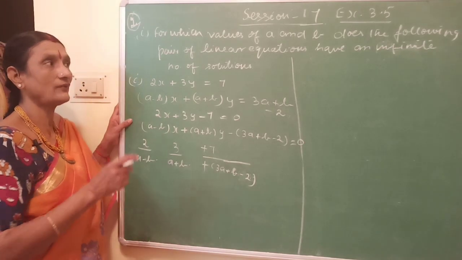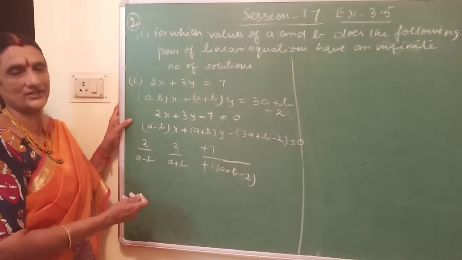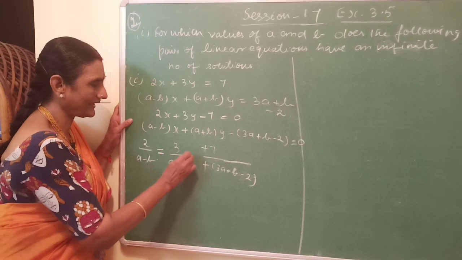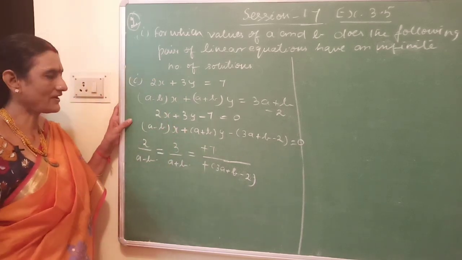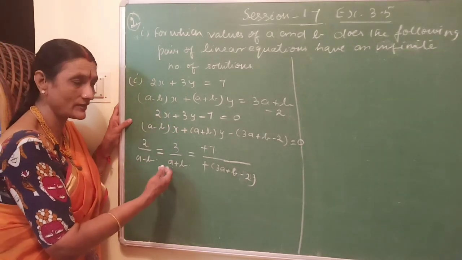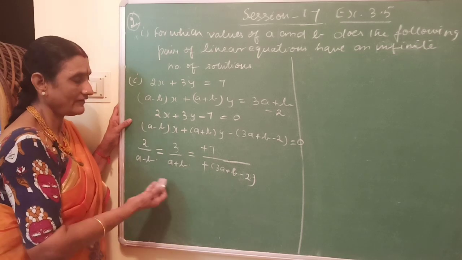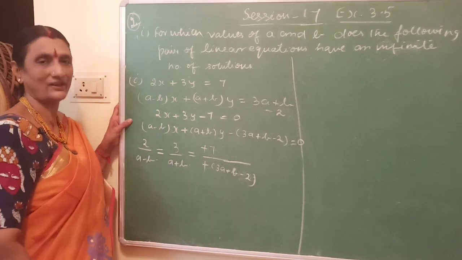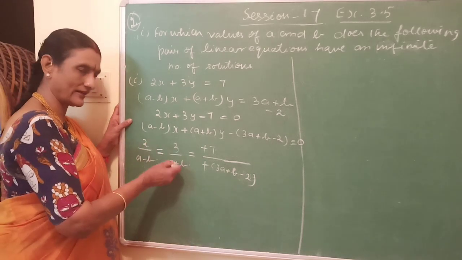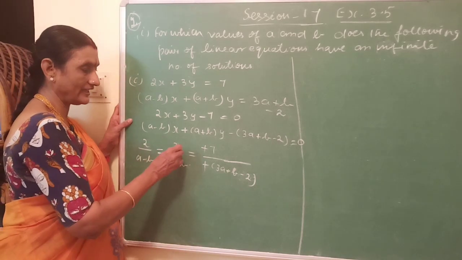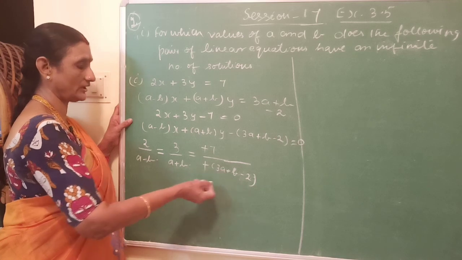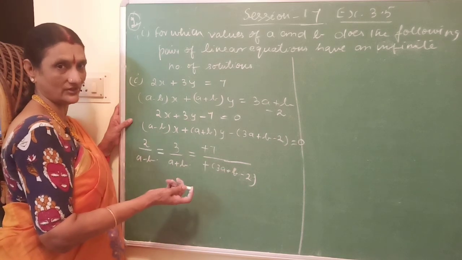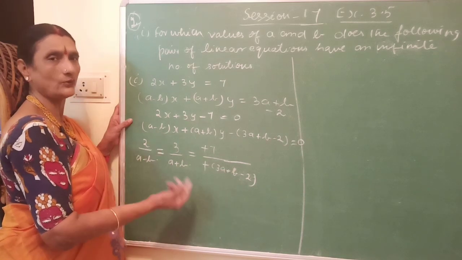Now here the equations have infinite solutions. That means all the three ratios are equal. So we have got ratio 1 is equal to 2 is equal to 3, which means we have to get two equations from these three. We can get it in three ways. So we can equate 1 and 2, we can equate 2 and 3, or you can even equate 3 and 1. It is your wish. Okay, we need only two equations.